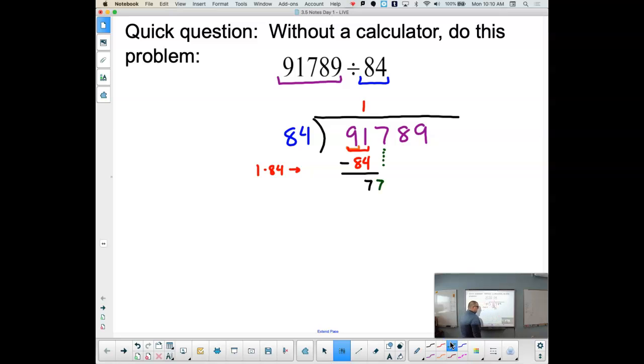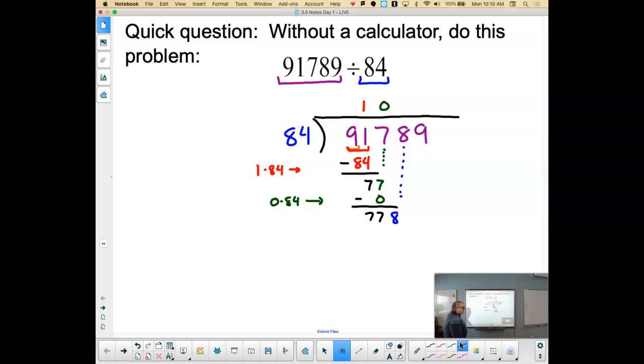And then we bring down the 7. Then we say, how many times does 84 go into 77? The answer there is 0. So we would do 0 times 84, and we put it there. Again, we'd subtract, and we'd have 77. And then we would bring down the 8.